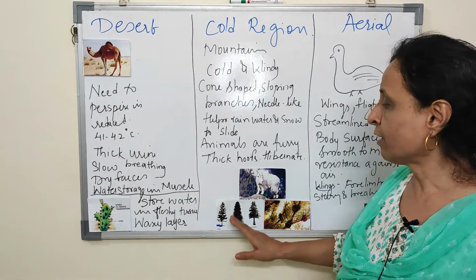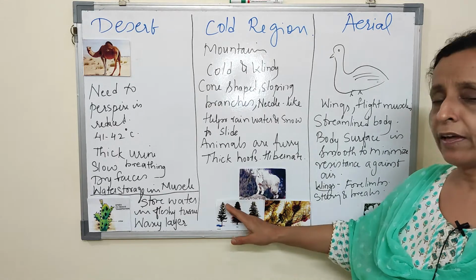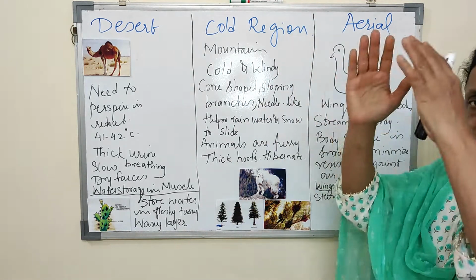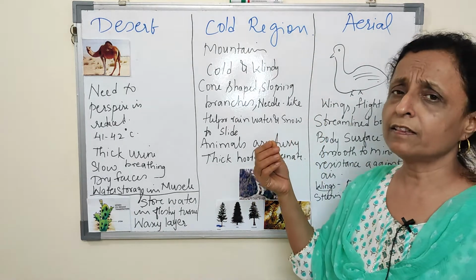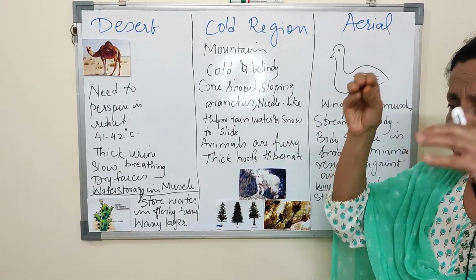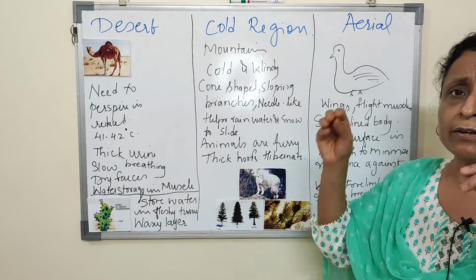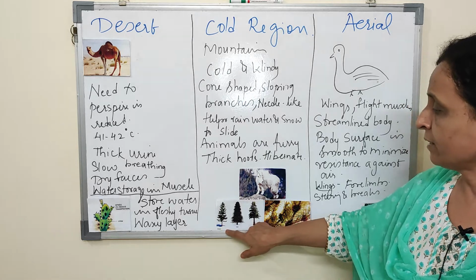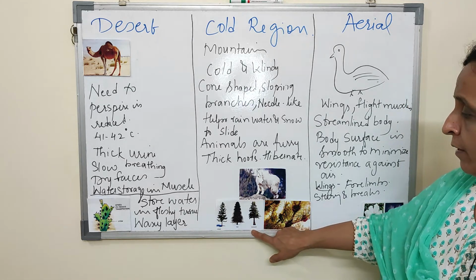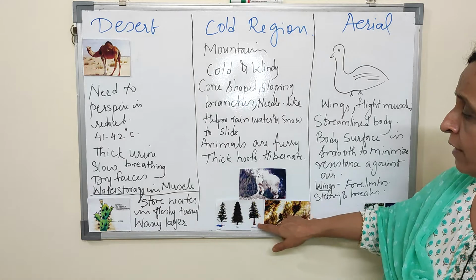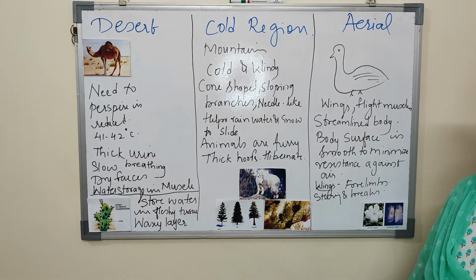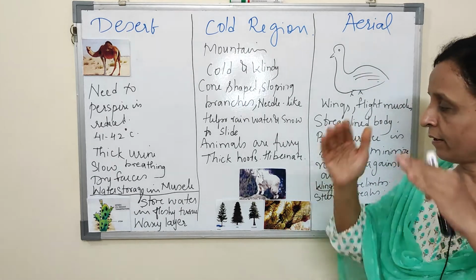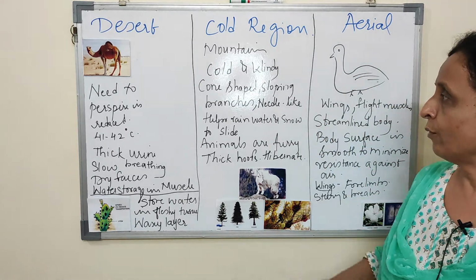The plants which are found in the cold region where there is ice developed into a cone-like structure. The leaves are also very thick and sloping, so that the snow or rain which falls on them just slopes down. Here you can see the examples: pine, fir, cedar. These are trees of the cold region. They are cone-like. A Christmas tree is cone-like because it's a tree of the cold region.